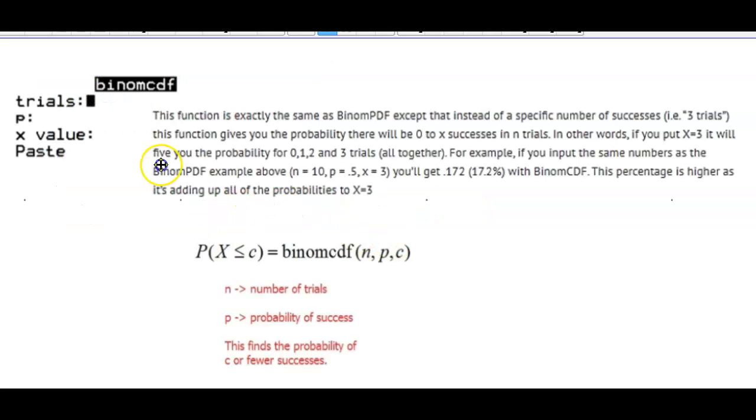All right, the other possibility, that key that said CDF. This function is exactly the same as PDF, except instead of a specific number of successes, like 3 successes, this gives you the probability that there will be 0 up to 3 successes. So it takes and adds the probability of 0 successes, 1 success, 2 successes, and 3 successes all together.